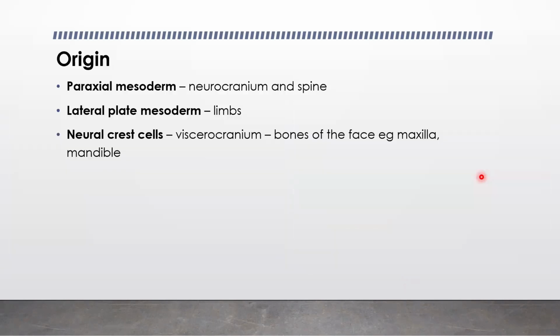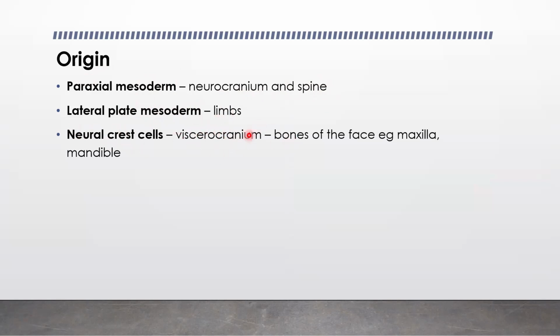Yeah, so for the axial skeleton that you're going to talk about today, remember it will be coming from paraxial mesoderm, which will give rise to the neurocranium and the spine. So remember the neurocranium deals with the skull, and then the spine also. Then the lateral plate mesoderm will give us the limbs, the skeleton of the limbs, and then the neural crest cells will give us the viscerocranium.